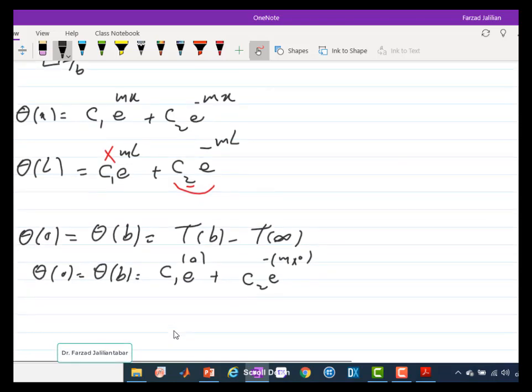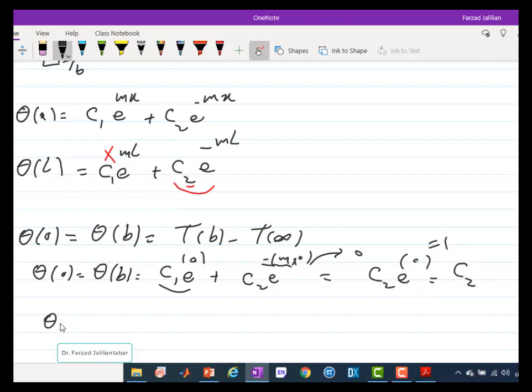But again here, as I said in the previous boundary condition, when we consider the temperature excess for the tip of the fins, we cannot have this C1. And here, as you can see, e power this value will be zero, so it will be C2 e power zero, and e power zero, as you may know, will be one, so it is C2. So theta B will be equal to C2.